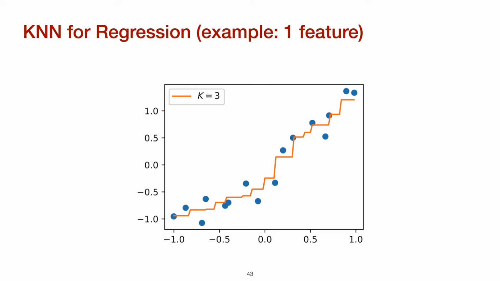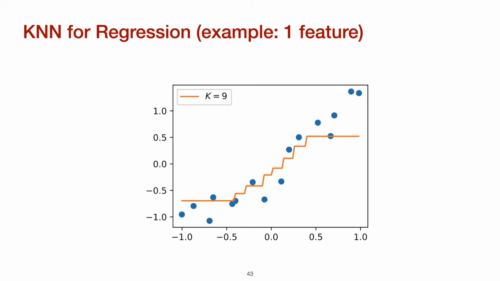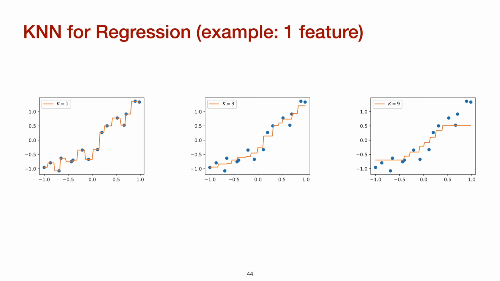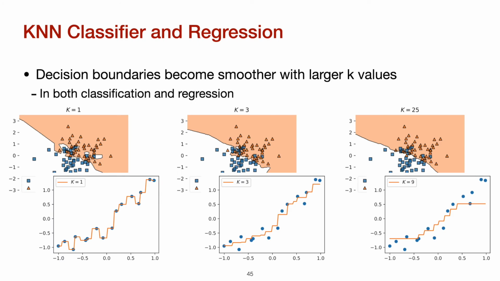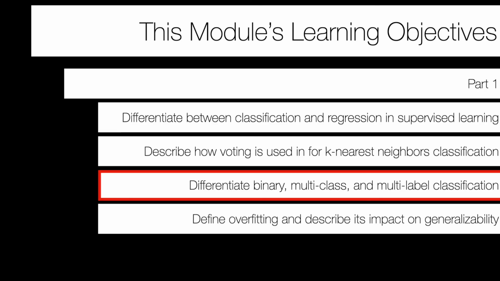And as we increase our k value, we see the line, the curve, become less complex. Similarly to what we saw with the classification case, as we increase the k value, we generally smooth out this curve. So here, this idea of decision boundaries becoming smoother applies in both cases. So the higher your k value, the less complex the model is for KNN, or the less complex at least the decision boundary is. So now you have some idea about how voting works for k nearest neighbors classification and regression.